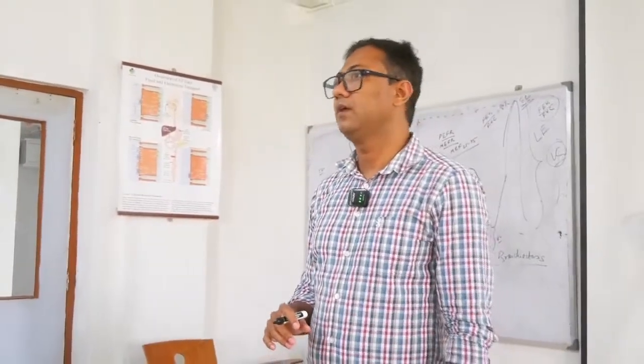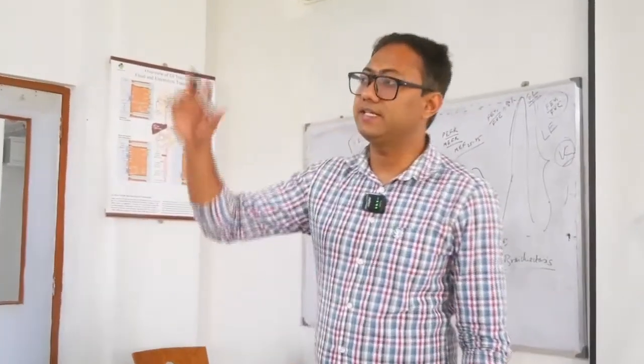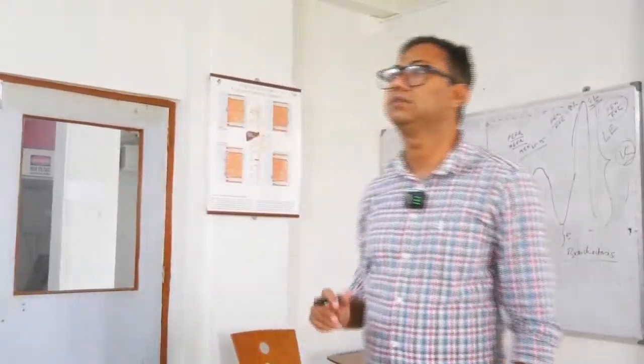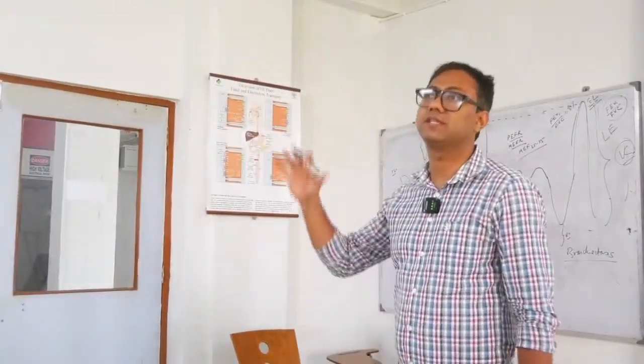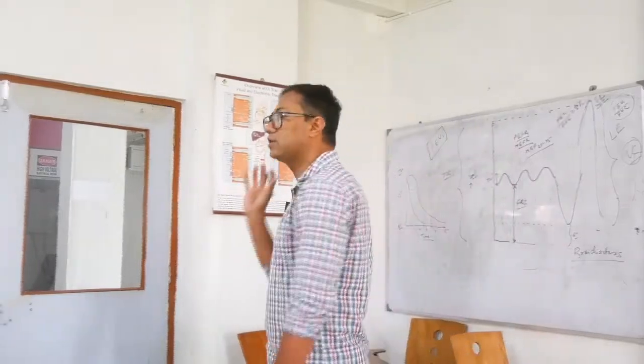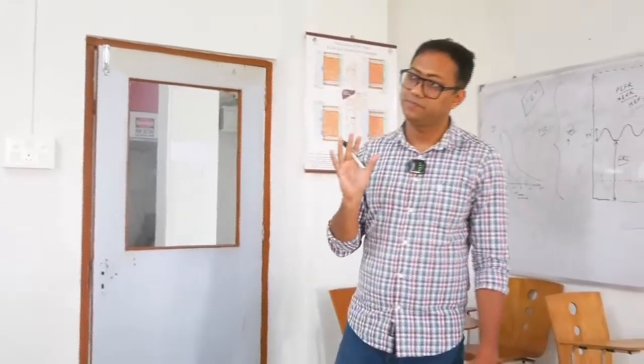And under bony restriction, you write AS. AS is ankylosing spondylitis. Then kyphosis, then scoliosis. All these diseases will not allow the lung to expand.